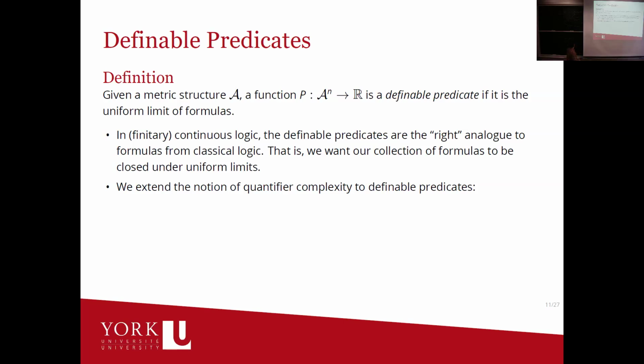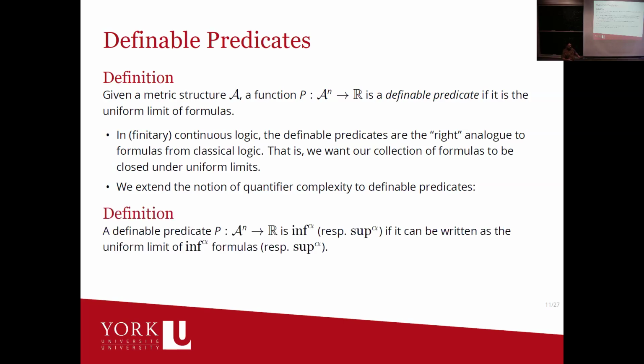But why are they interesting? One of the things that is true about formulas in classical logic is that the formulas are exactly the continuous functions from the type space to 0, 1. That's not true in continuous logic. In continuous logic, if you want the continuous functions from the type space to the reals, you need to actually consider uniform limits. And we're going to extend the notion of quantifier complexity to definable predicates by saying a definable predicate is inf alpha if it can be written as the uniform limit of inf alpha formulas. I just want to be able to describe quantifier complexities.